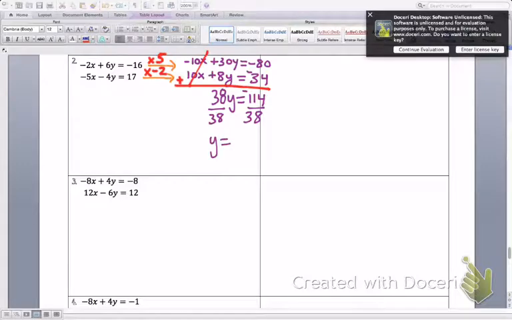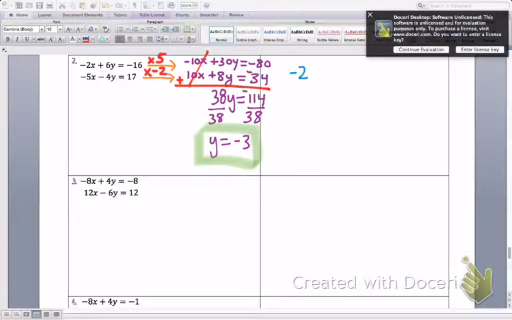So y equals, let's see, what is 38 into 114? So 38 goes into 114 3 times. And because we have our negative, it's going to be negative 3. So we have our y value. Now we're going to figure out our x value. I'm going to just use that first equation and substitute a negative 3 into it.